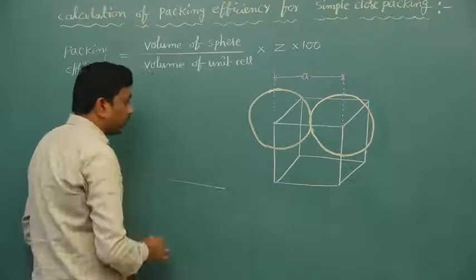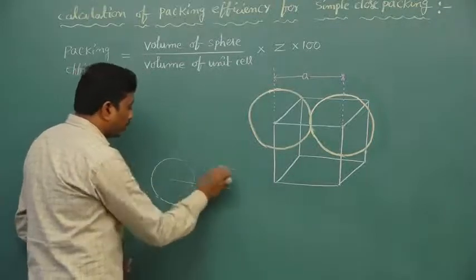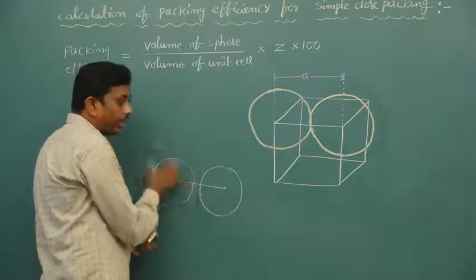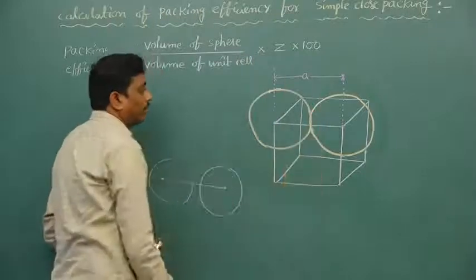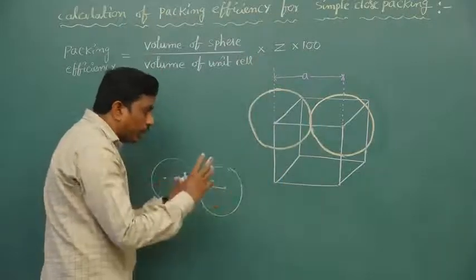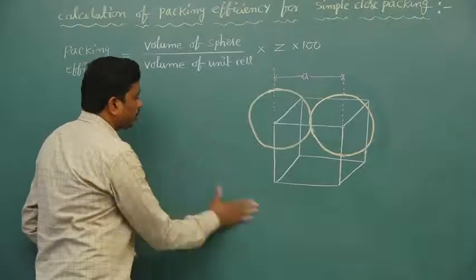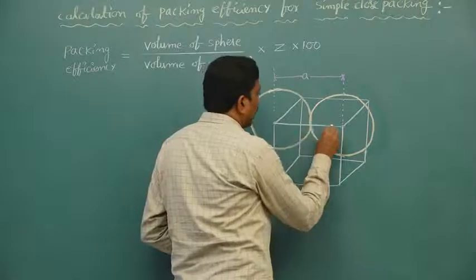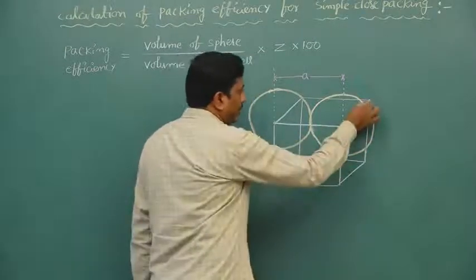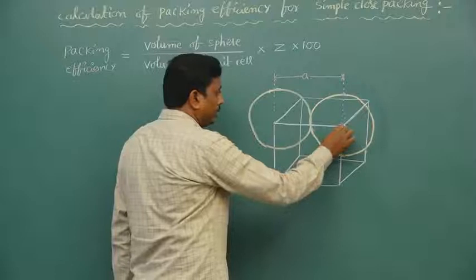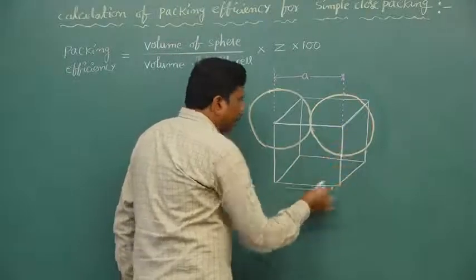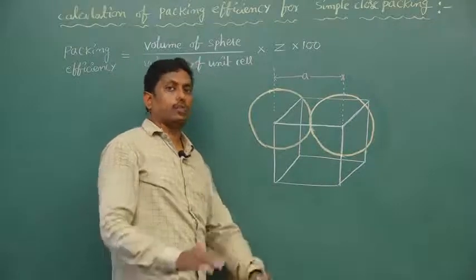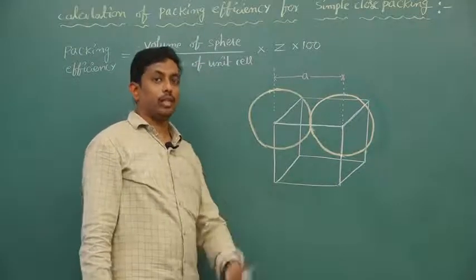See, generally students will represent like this. This is wrong because they are not in contact. So, this is the correct way of representation. The spheres must be in contact. Now, see, this is an edge and this is an edge. This is an edge and we are considering simple cubic close packing. Simple close packing. The unit cell is a simple cube.